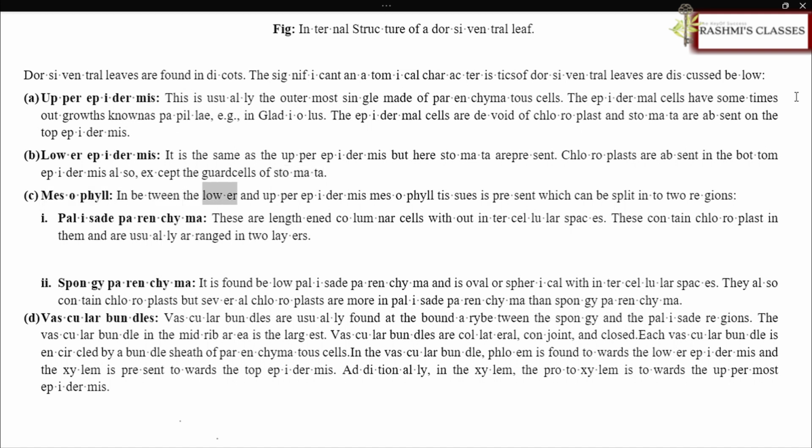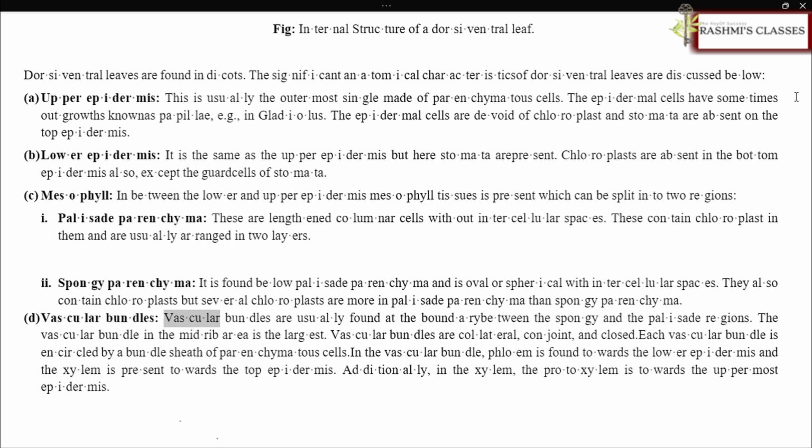Mesophyll. In between the lower and upper epidermis, mesophyll tissue is present, which can be split into two regions. Palisade parenchyma, these are lengthened columnar cells, without intercellular spaces. These contain chloroplast in them and are usually arranged in two layers. Spongy parenchyma. It is found below palisade parenchyma and is oval or spherical with intercellular spaces. They also contain chloroplasts, but the number of chloroplasts is more in palisade parenchyma than spongy parenchyma.